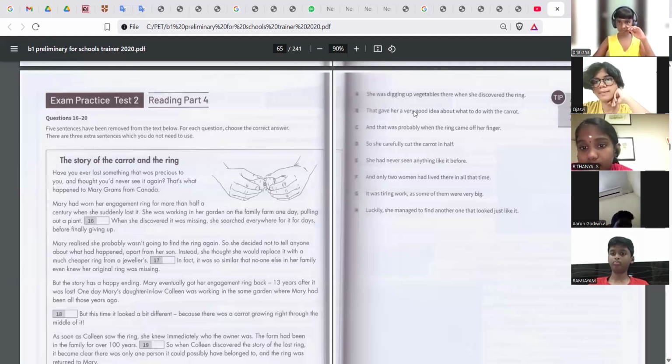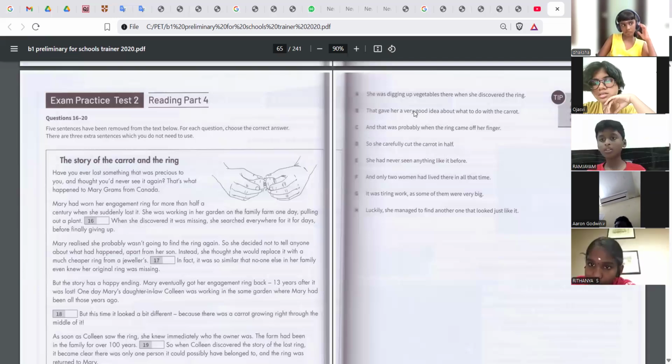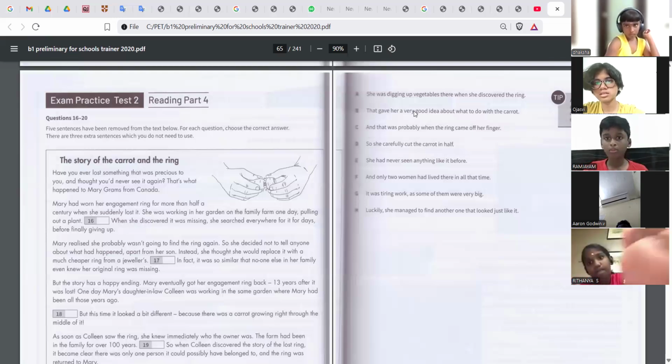Keep reading. Yes. And that was probably when the ring came off her fingers. Right, Ramjem, what do you mean by when here? Sir, what is when here? The answer is C, correct. And that was the time when she lost it. What is the time when she lost it?